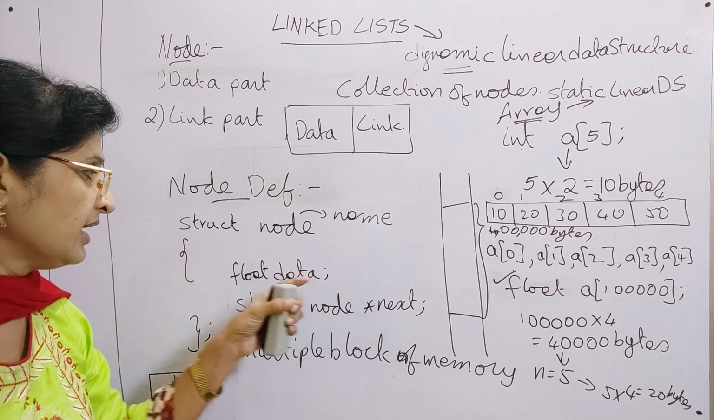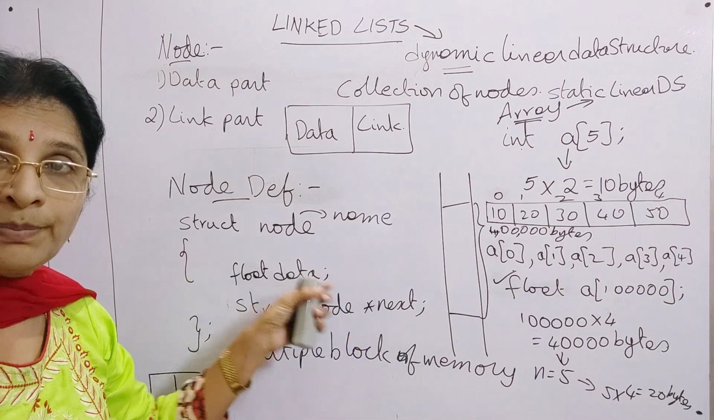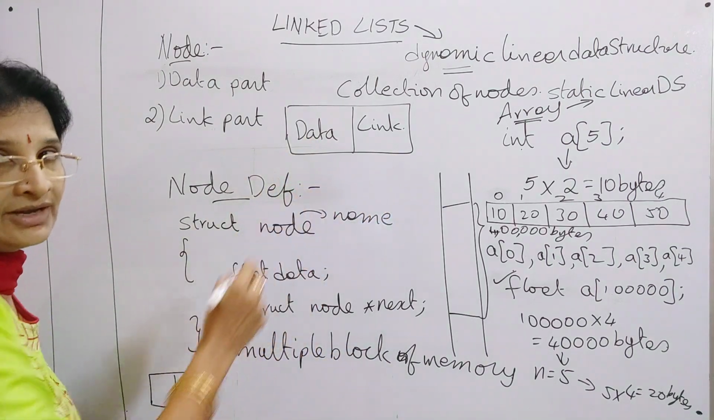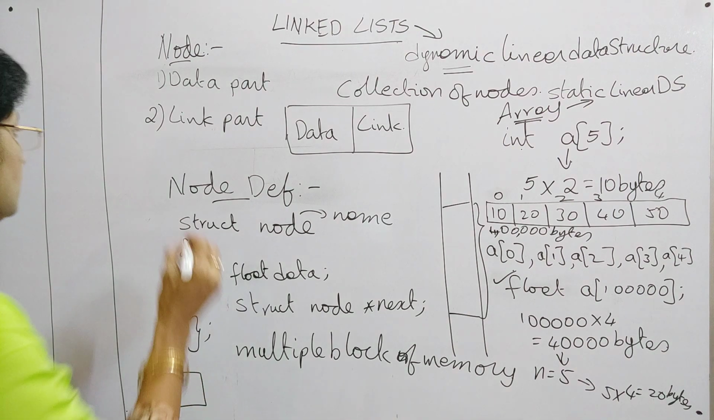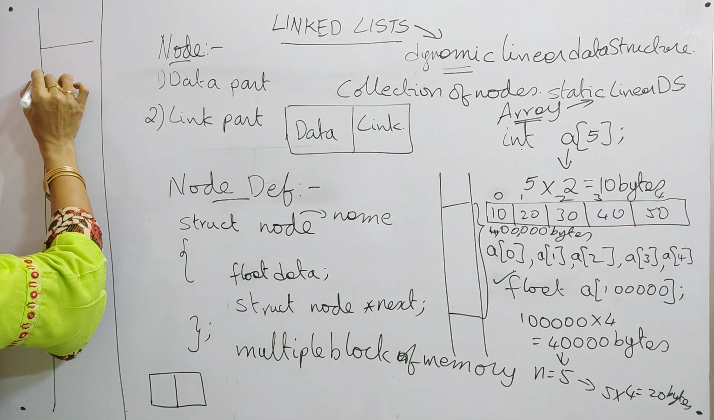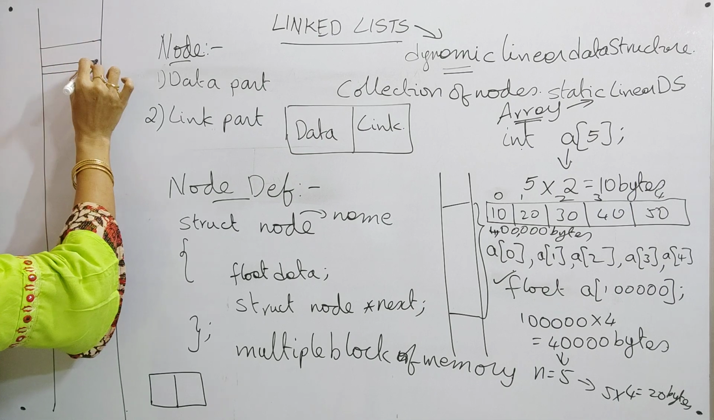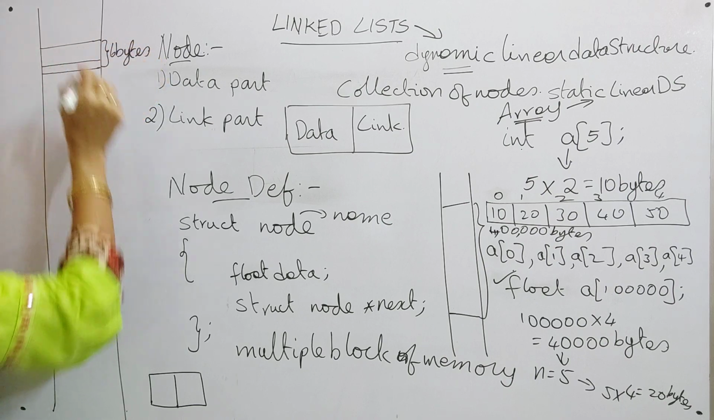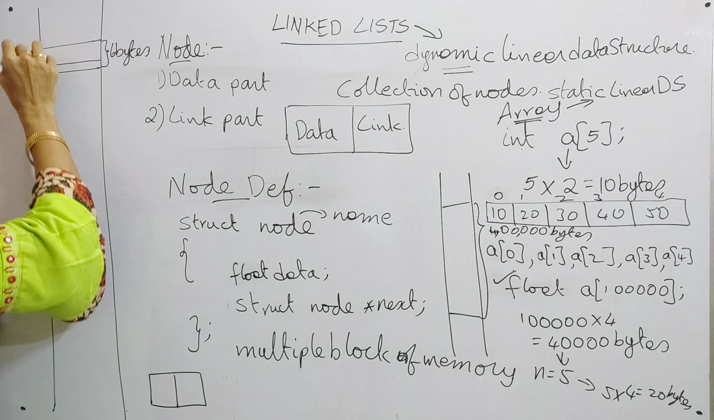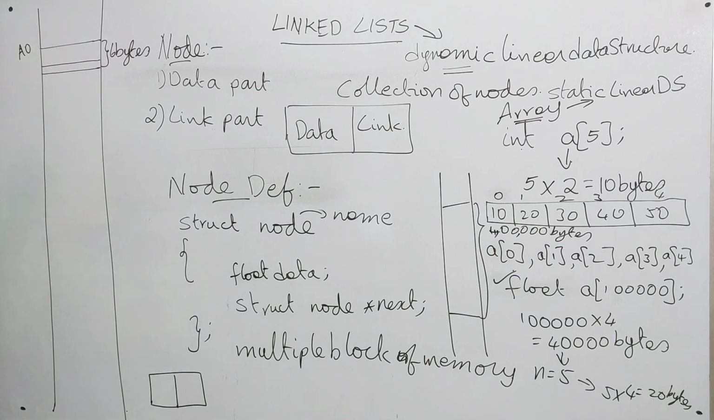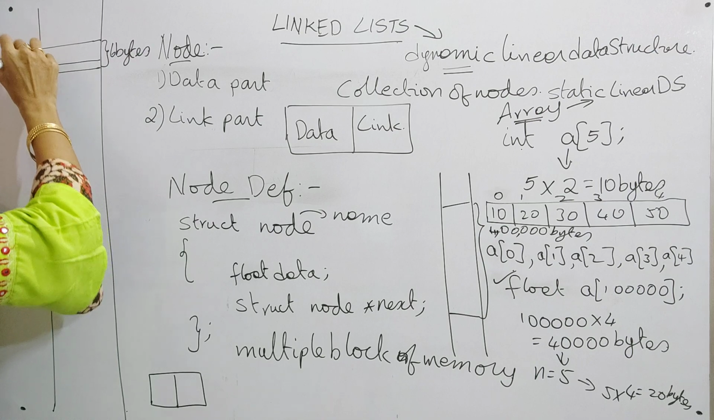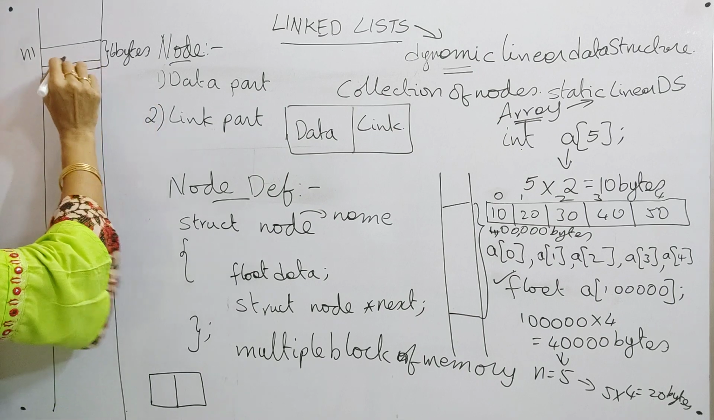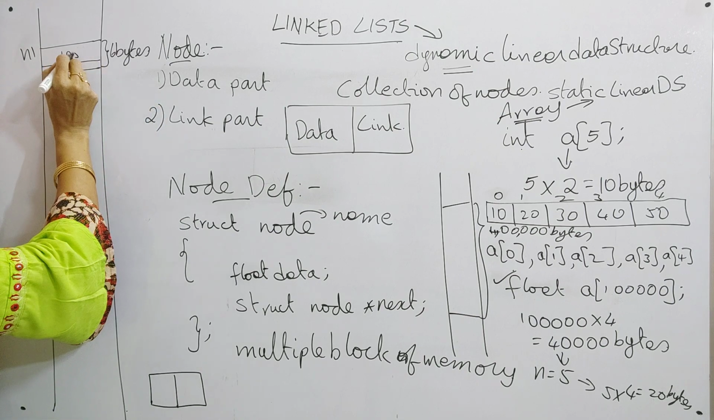Total how much memory is required? 4 plus 2, that is 6 bytes of memory is required for each node. For this one 4 and for this one it requires 2 bytes. So total 6 bytes of memory, 4 bytes for the data part. This is allocated for the first node. For example, I will say it as N0, node 0, or first node, you can say anything. So N1. Now you can save the value, some 10.5, something like that.